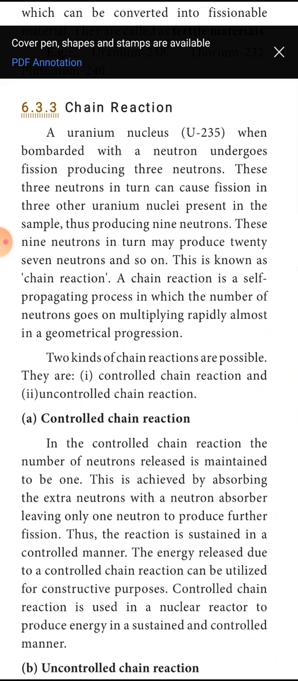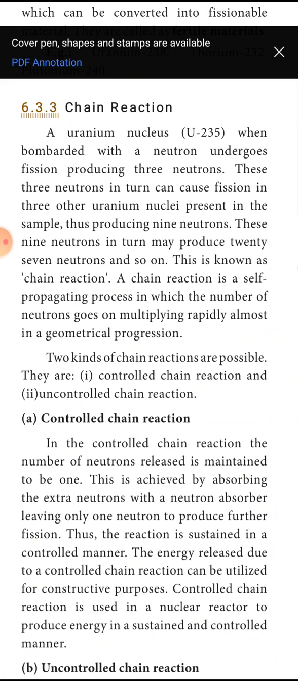The chain reaction which we cannot stop, which goes on, is called an uncontrolled chain reaction. The chain reaction which goes on, but which you can stop after a certain period, wherever you want, is called a controlled chain reaction. If you are not able to control the process and it goes on, it is called an uncontrolled chain reaction.